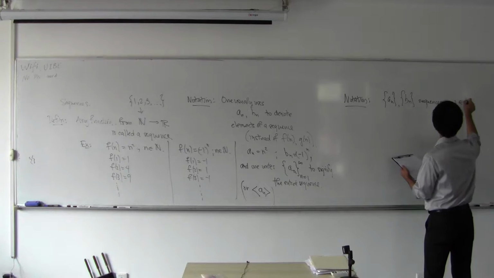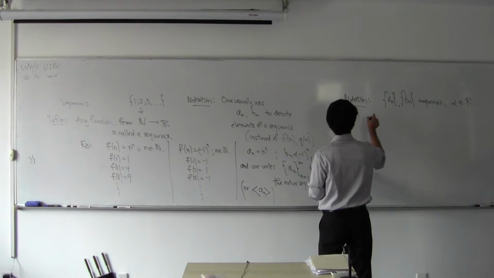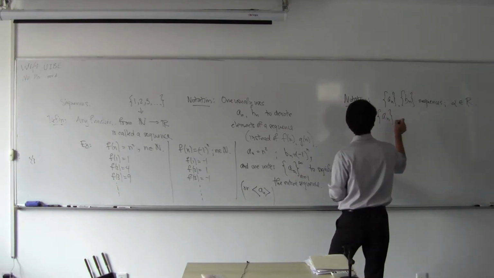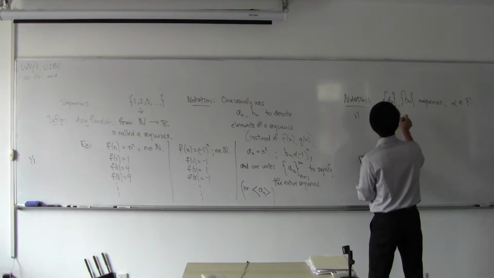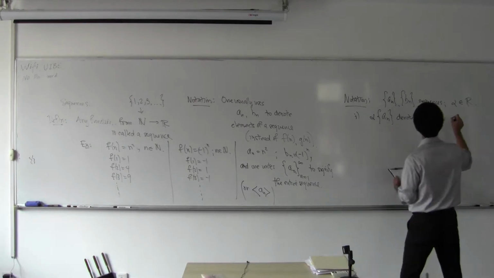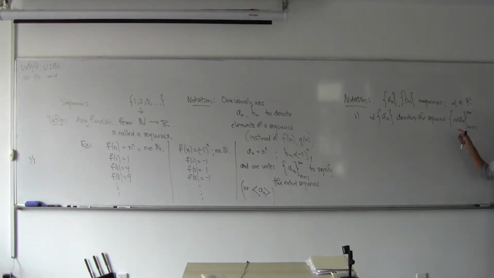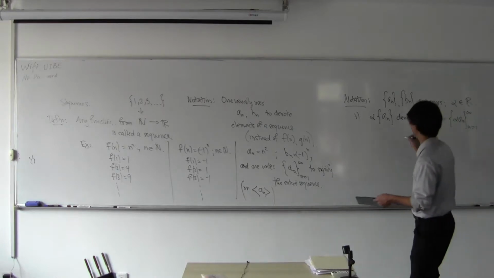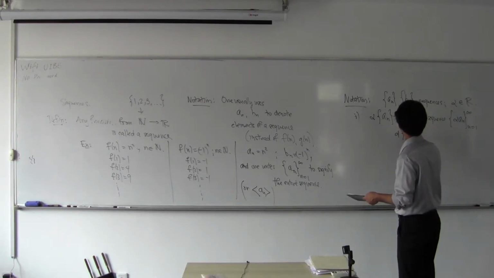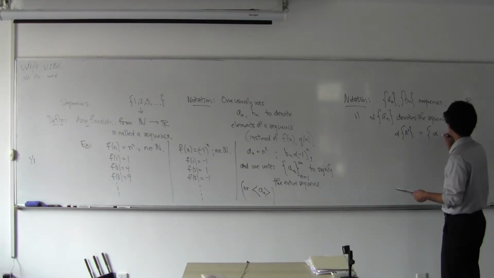And let alpha be a real number. If we write alpha a sub n, this denotes the sequence alpha a sub n. So you just multiply every element in the sequence. So if I say alpha times n squared, then that's the sequence alpha, 4 alpha, 9 alpha, 16 alpha.